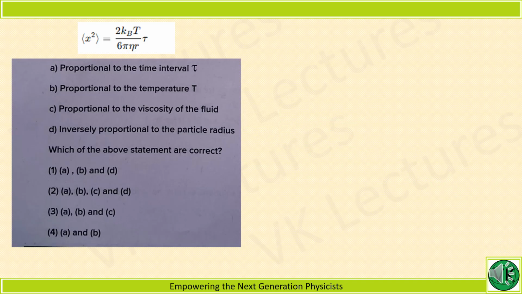Now let us see the options. Proportional to time interval tau, yes, it's proportional to time interval tau. Proportional to the temperature, yes, it's proportional to absolute temperature. Proportional to viscosity of the fluid, no, it's inversely proportional. Then inversely proportional to the particle radius, yes, this is also true. So A, B and D are true. So option 1 is the correct answer.